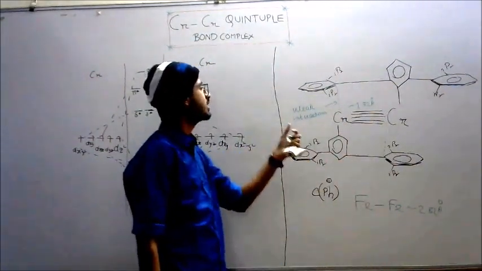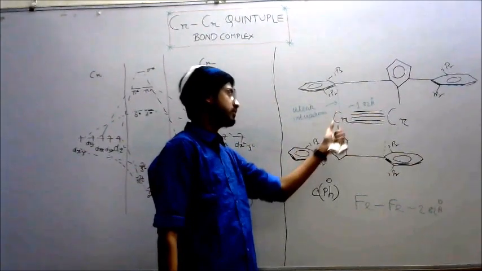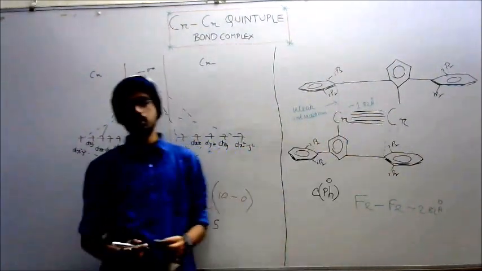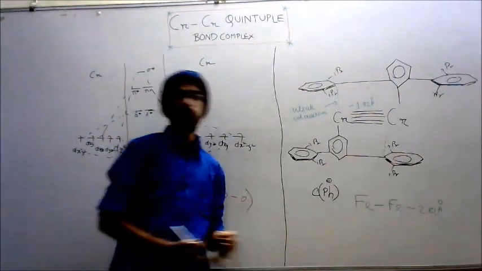And the prime reason for this short bond length is the 3d5 electronic configuration of the chromium metal. And with this I come to the end of my presentation.